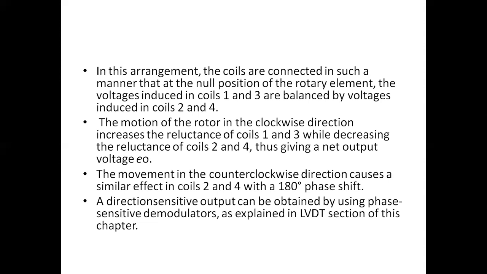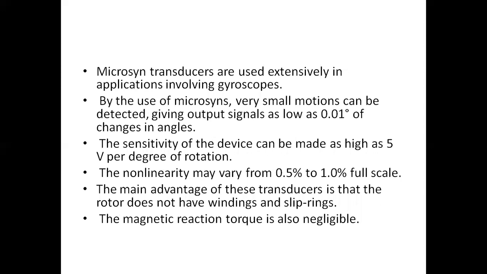As explained in the LVDT section already, microsyn transducers are used extensively in applications involving gyroscopes. By the use of microsyns, very small displacements can be detected, giving output signals as low as 0.01% of changes in angle. The sensitivity of the device can be made as high as 5 volts per degree of rotation. The non-linearity may vary from 0.5% to 1% of full scale. The main advantage of this transducer is that the rotor does not have windings and slip rings. Similarly, the magnetic reaction torque is also negligible.